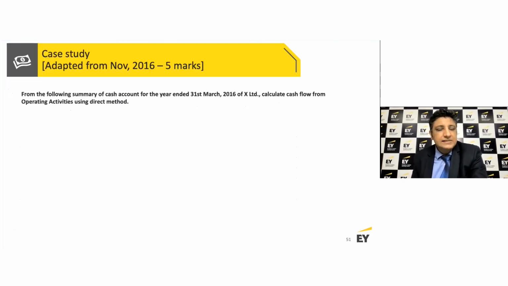Okay, this is the question that we want to do from the past exam. This is something which came in the previous syllabus, but it doesn't change anything from an AS 3 or Ind AS 7 perspective. So let's have a look at it. Importantly, use the direct method. It's a 5 marks question. Not much of an effort would be required. It says that from the following summary of the cash account for the year ended 31st of March 16 of X Limited, calculate the cash flows from operating activities using the direct method.